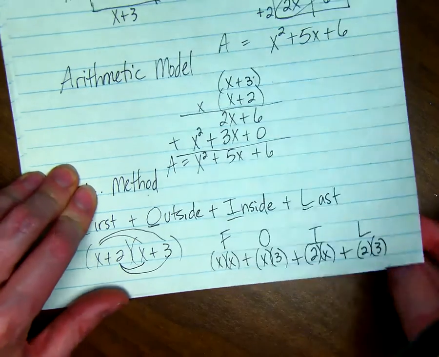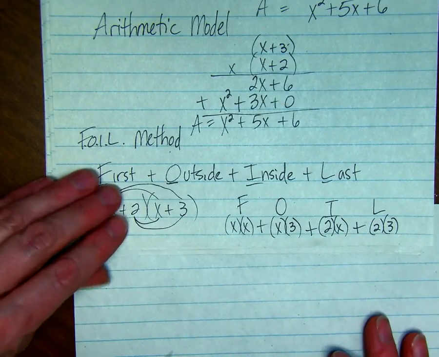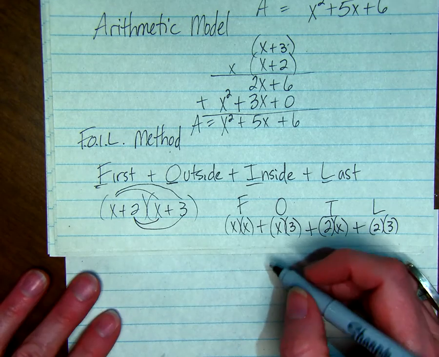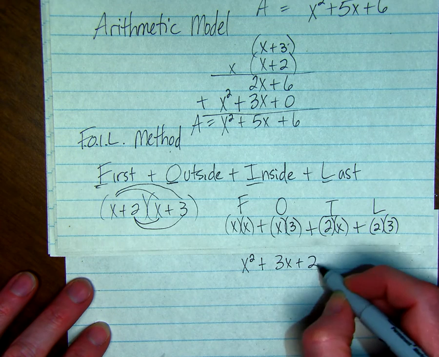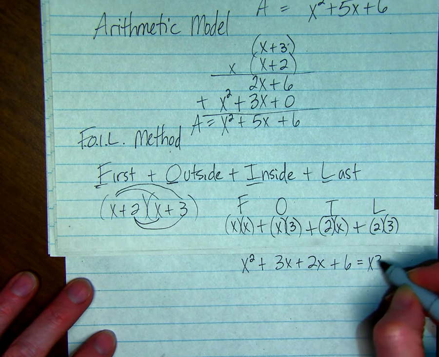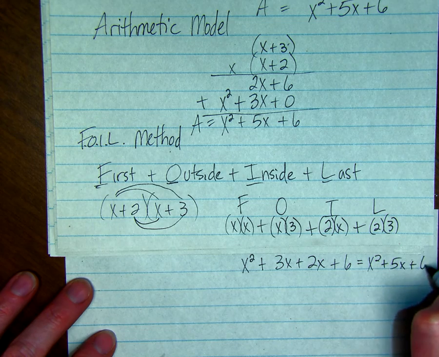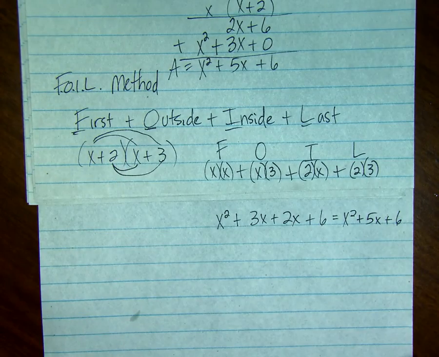Then we simplify. We actually do the multiplication. x times x is x squared, plus 3x plus 2x, which we're going to combine, and 2 times 3 is 6. So it's x squared plus 5x plus 6, and that's the FOIL method.